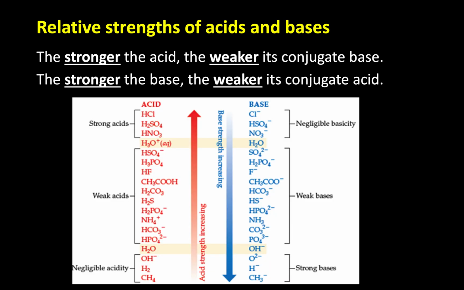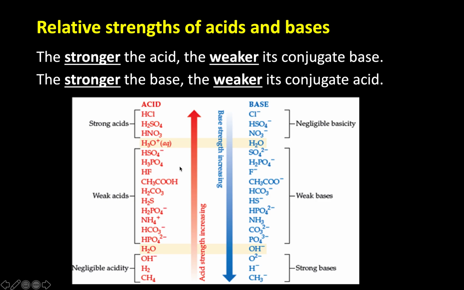Okay, now the stronger the acid, the weaker its conjugate base. So if we take a look at a very strong acid like HCl, it's going to completely dissociate into hydrogen and chloride. That chloride has no ability to get that hydrogen back. It cannot grab the hydrogen back again to make HCl. So Cl minus is not basic at all. It cannot accept a proton.